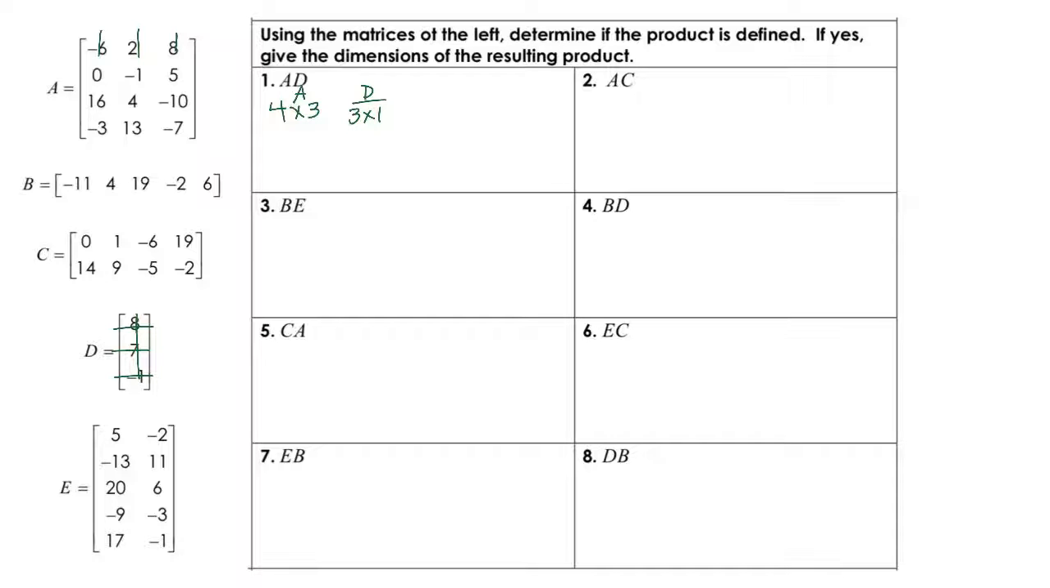So in order for us to be able to multiply these, the number of columns in the first has to equal the number of rows in the second. In this case, they do. And so you can multiply these, and the dimensions of your answer would be a 4 by 1.